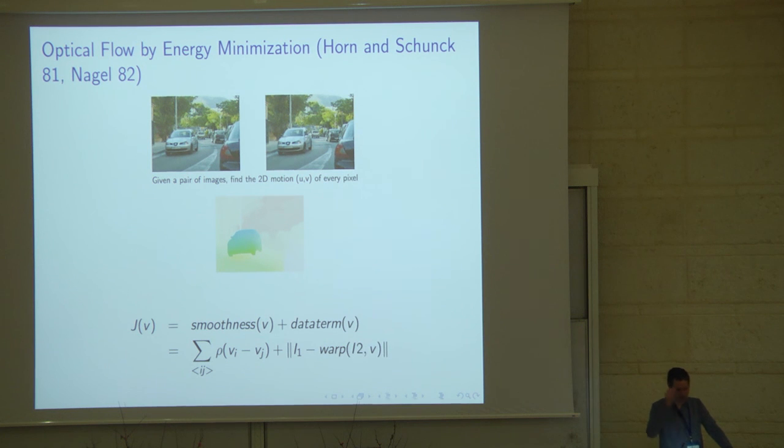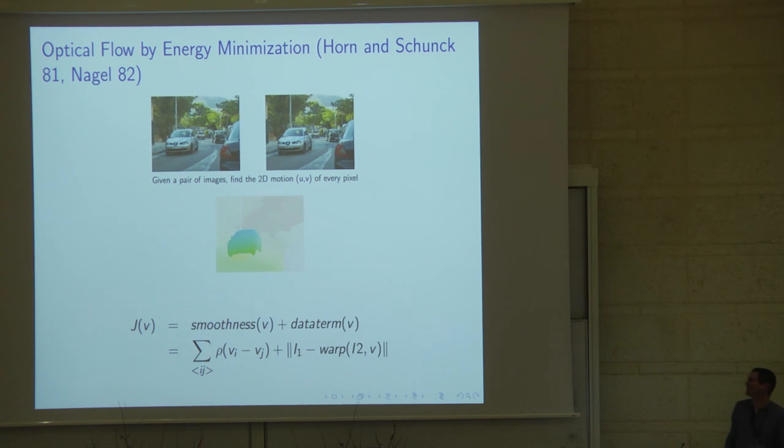This is a very well-studied problem, going back at least, what is this, 35 years? And what Horn and Schunck in the 1980s said is, we can solve this by inventing an energy function and finding its minimum. This energy is a function of V, this velocity field. Think of V as this unknown image. You do it by minimizing the function in those two terms, the smoothness term and the data term. The smoothness just says nearby pixels should move similarly.